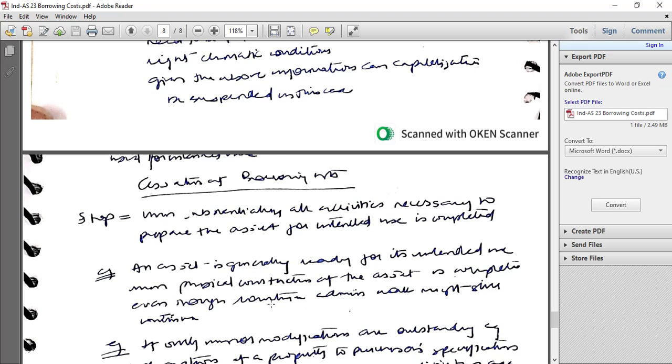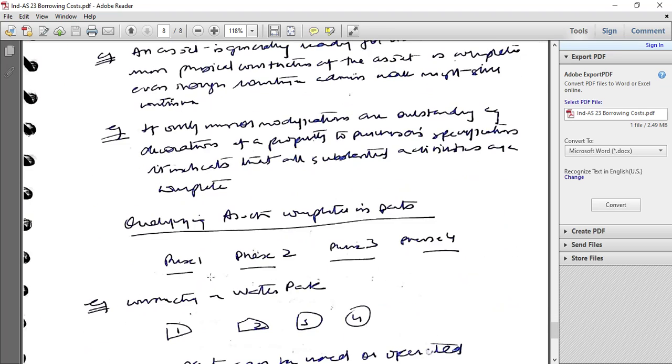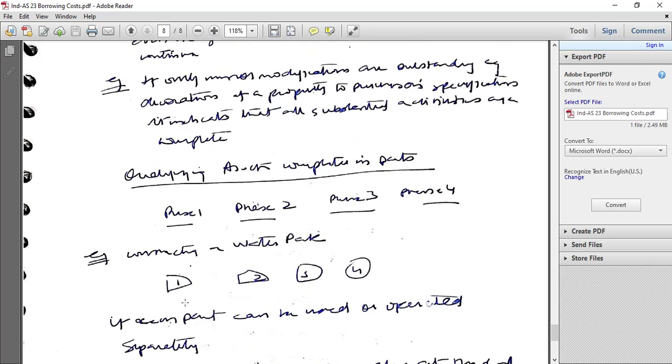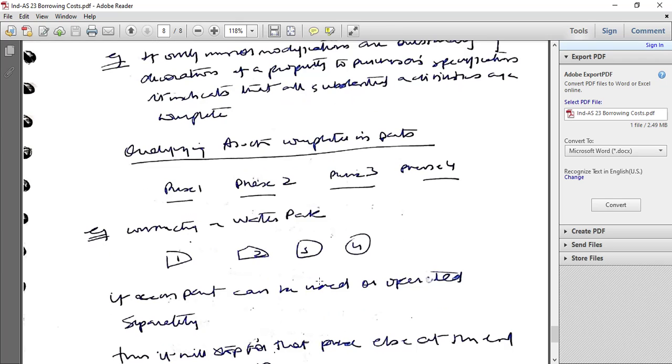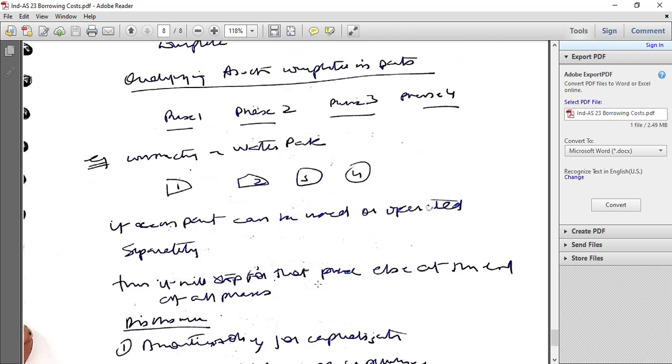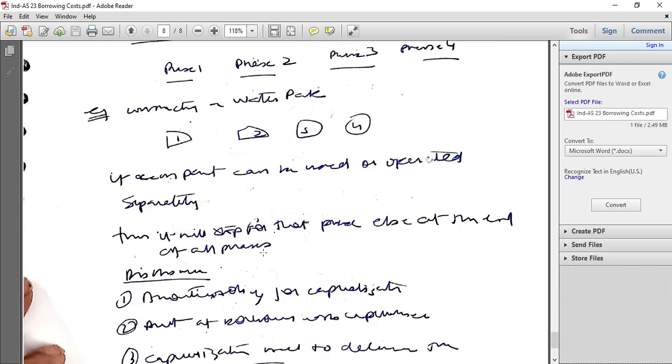Qualifying asset completed in parts. If a water park is to be constructed in four phases, and each phase can be used independently, irrespective of the completion of the others, then when phase one is completed there will be cessation of interest cost, and likewise when phase two, phase three and phase four are completed.